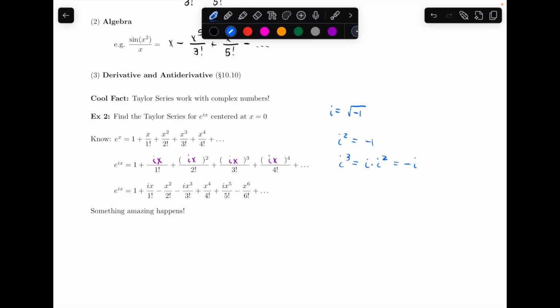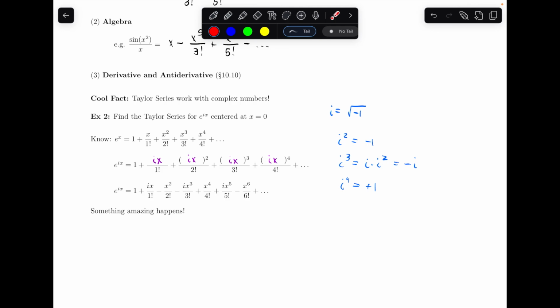When I do i to the 4th, that's going to be i squared, which is negative 1, getting squared. That's going to be positive 1. So for this i to the 4th one, it just becomes this positive, and then the i's are completely gone. I just have this x to the 4th. And then I could keep going. The 5th term would be this, and the 6th power term would be this.